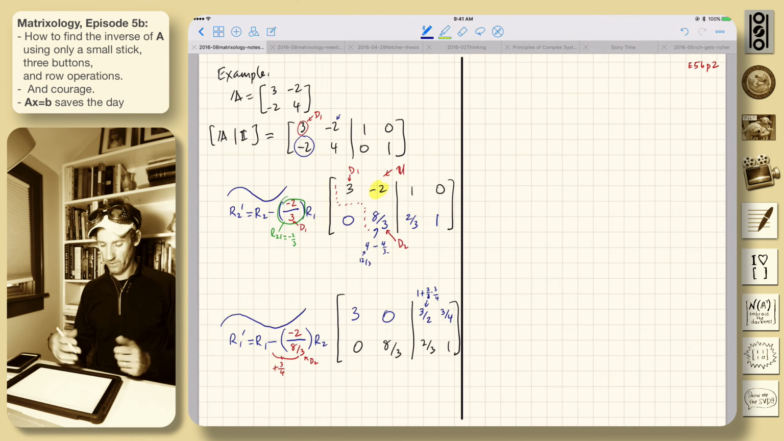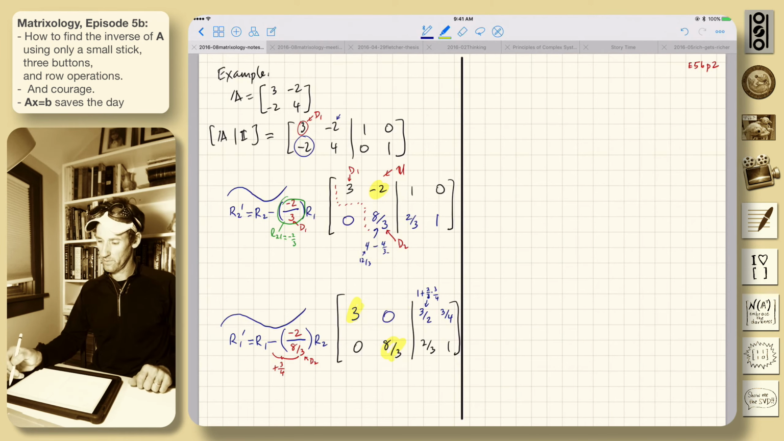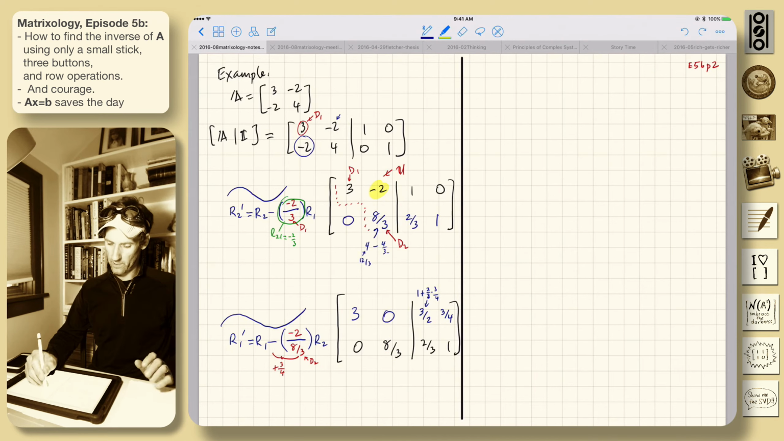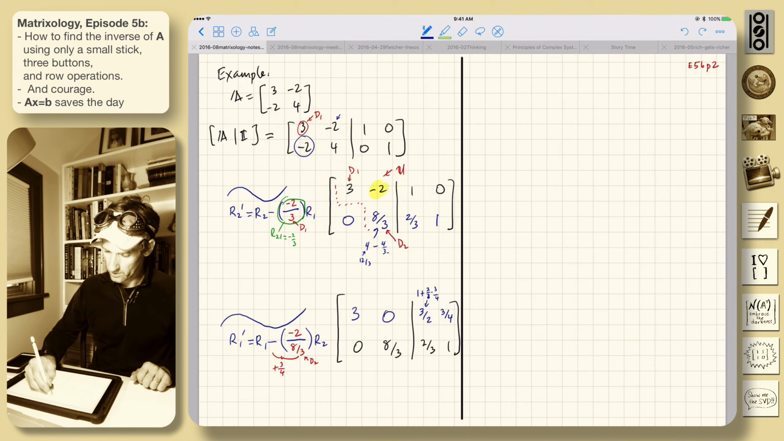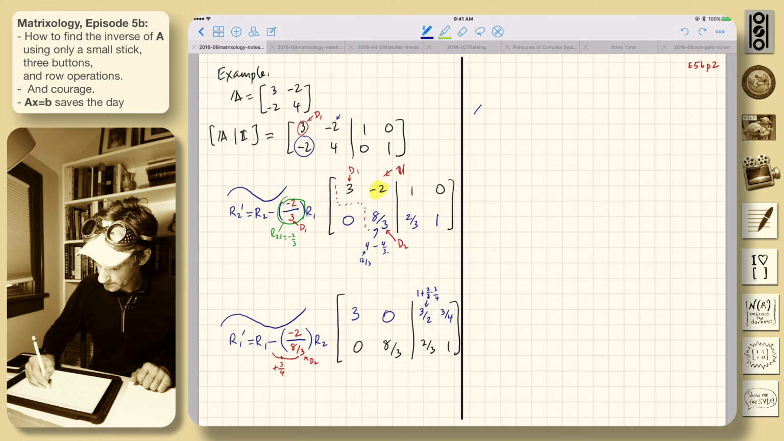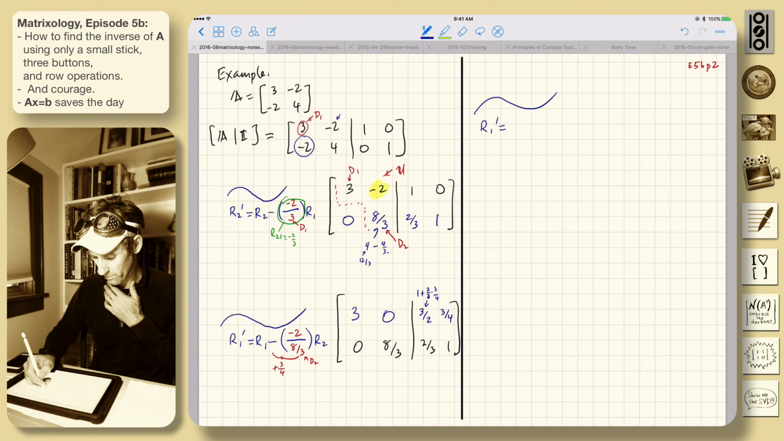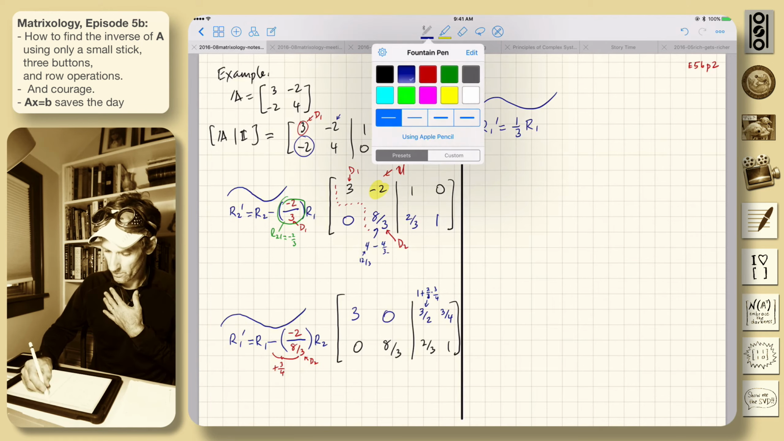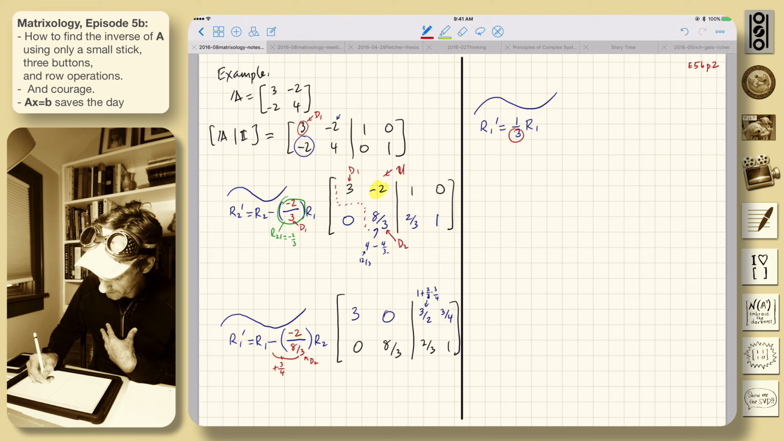We're almost there. We just have to make this into a 1 and this into a 1, right? We're trying to make the left-hand side into the identity. And this is something we touched on once. So there's one more row operation. Let's call it another row operation. And it's going to be that row 1 prime is equal to 1/3 of row 1. So what are we doing? We're actually dividing it by the pivot.